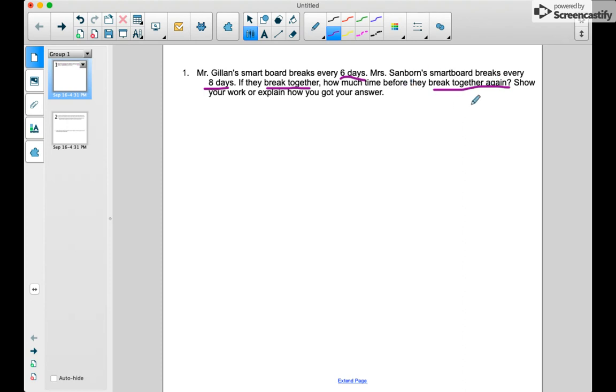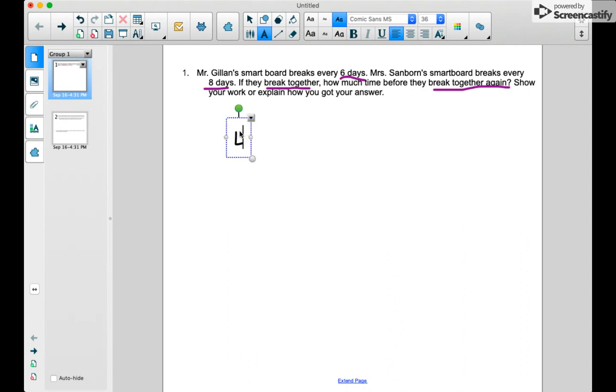So the fact that I want to know when they're going to break together again, and that for Mr. Gillen it's going every 6 days, and Miss Sanborn's is every 8 days, that gives me the clue that I'm looking for the least common multiple. So when I'm looking for the least common multiple, I'm going to find all the multiples of 6 for Mr. Gillen's board and the multiples of 8 for Miss Sanborn.